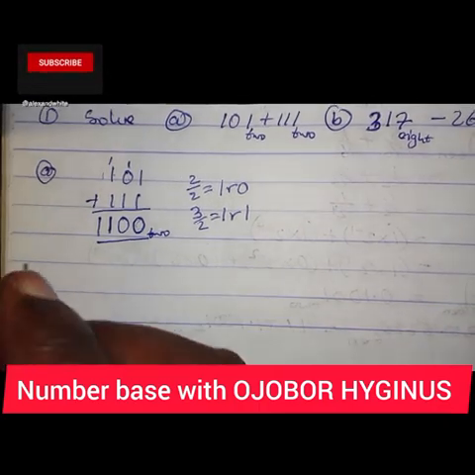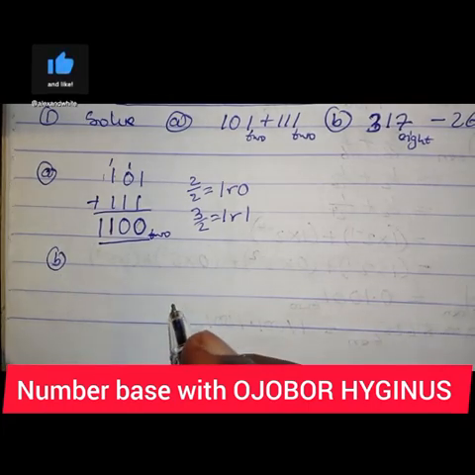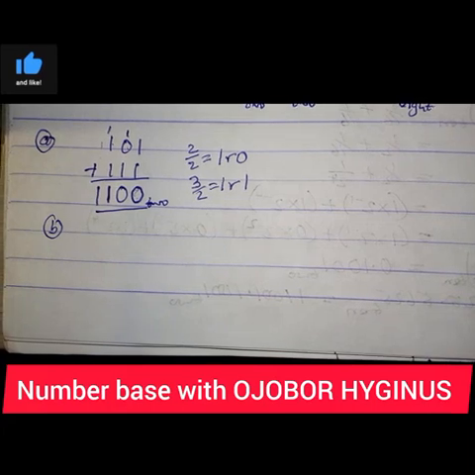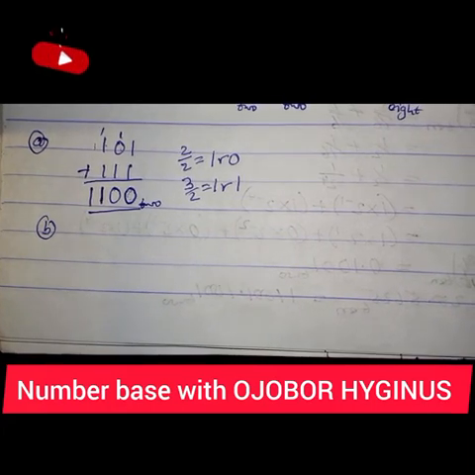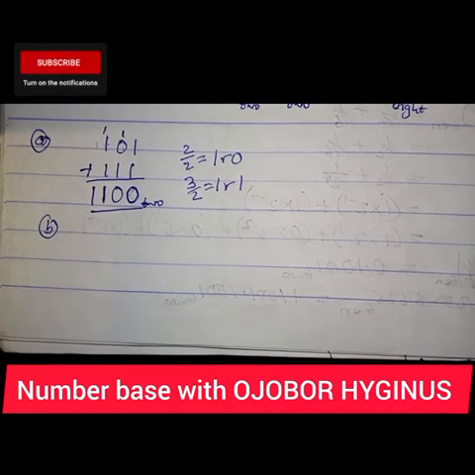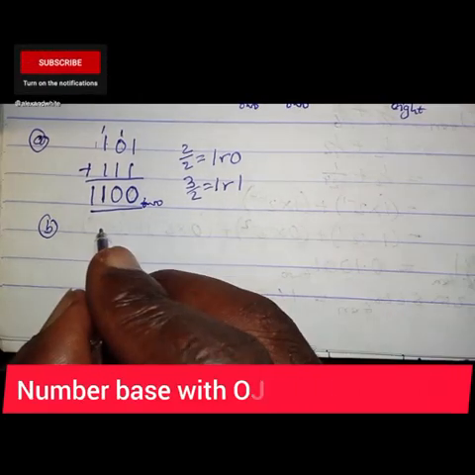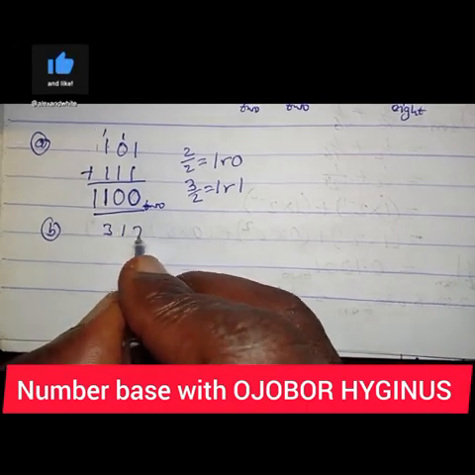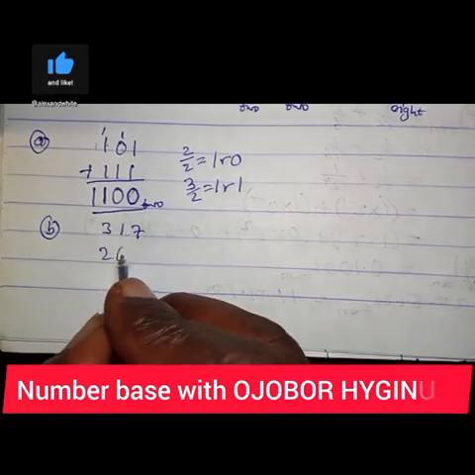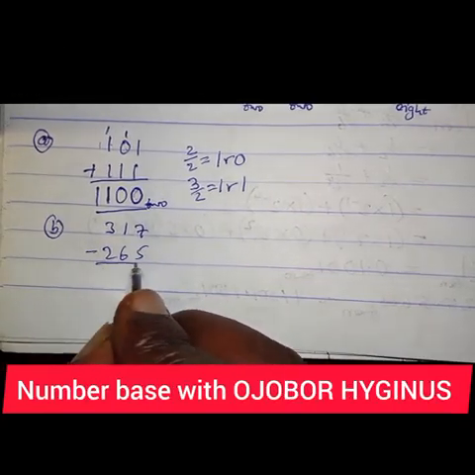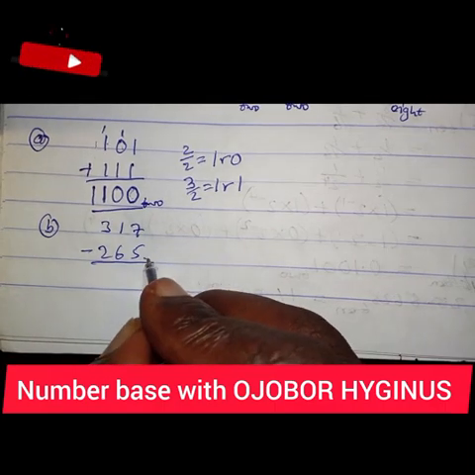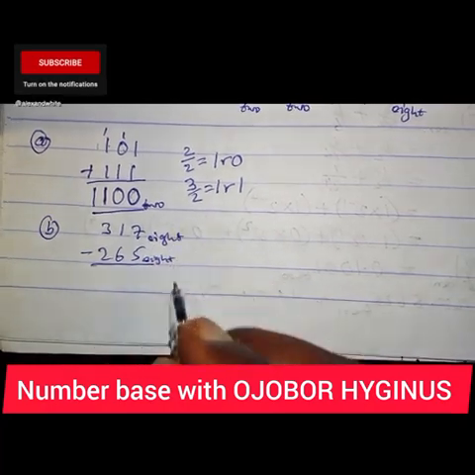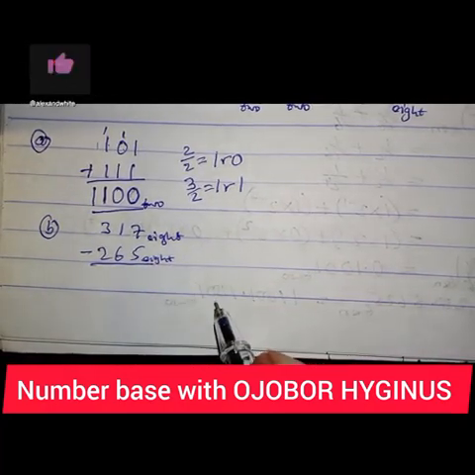So let's look at the second example. Example B is subtraction of number bases. Don't be bothered that I just solved one question. We will see a series of questions when we begin to look at WAEC questions, but I just want to trace the topic from beginning to end. So if we look at subtraction of number bases, 317 minus 265, as we have in our question, both are in base 8. So what we are going to do is this.